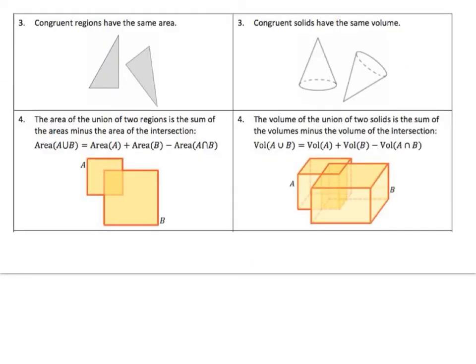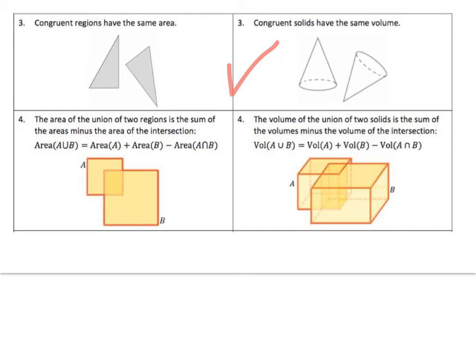Keep on moving. Congruent regions have the same area. Congruent solids have the same volume. Check. The area of the union of two regions is the sum of the areas minus where they overlap. So we would do A plus B, and we've counted this twice, so we'd have to subtract one of them, or our area wouldn't be exact.